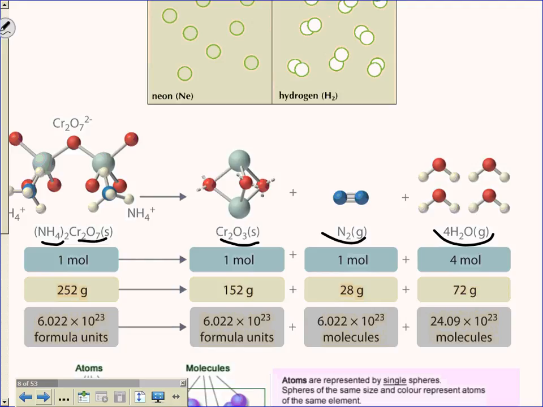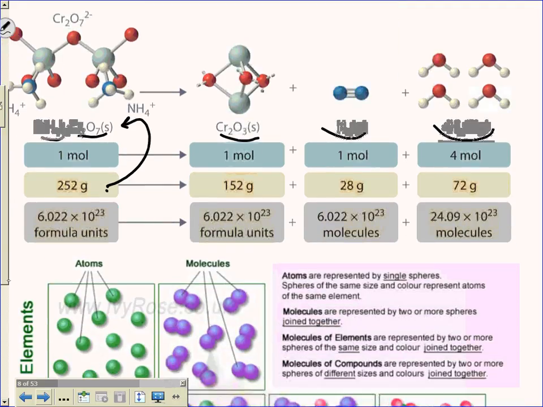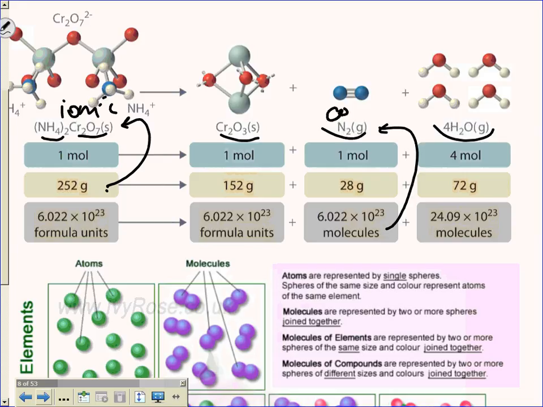A mole of that weighs 252 grams. How do you think I got that number? I added up all of that together, right? And that equals 1 mole, which is 6.02 times 10 to the 23rd formula units. Why am I saying formula unit? Because this is ionically bound. But over here, I still have just a little N2. I still have 6.022 times 10 to the 23rd, but I'm saying molecules because I'm talking about a covalently bound compound.